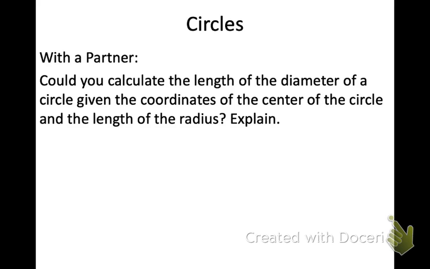With the partner, could you calculate the length of the diameter of a circle given the coordinates of the center of the circle and the length of the radius? I repeat. Could you calculate the length of the diameter of a circle given the coordinates of the center of the circle and the length of the radius? Explain. Turn to partner and explain.